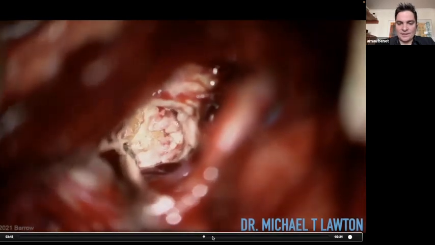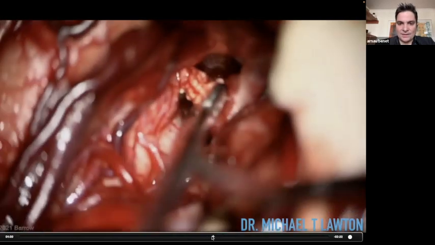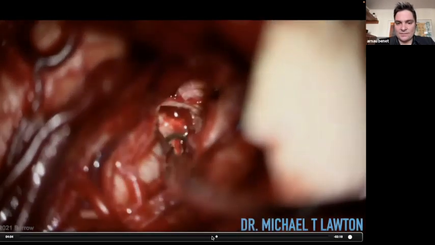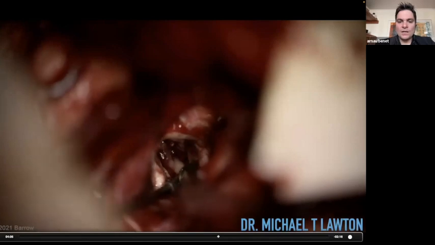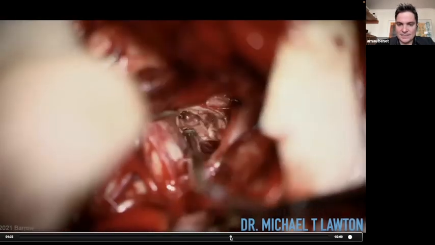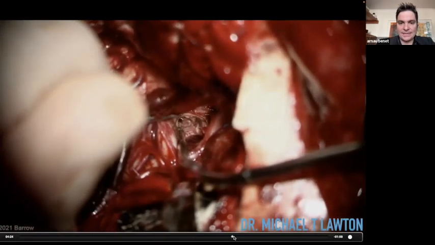And dissecting it out from its adhesions and the remnants on the resection bed. As you can see here, taking the last pieces of cavernous malformation. Let me advance because I feel we're getting a little late.